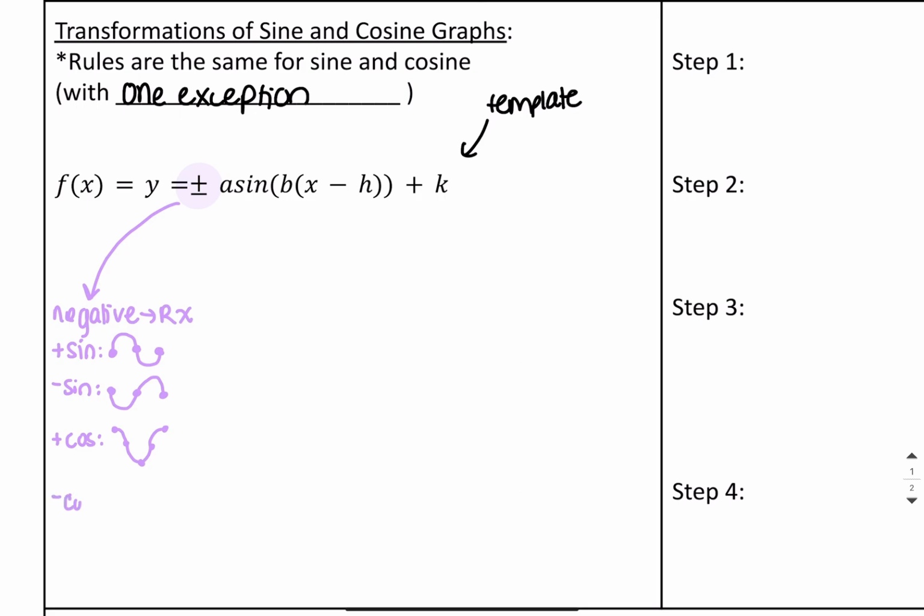So for negative cosine, what's going to happen is it's going to start at the minimum, go to the middle, then to the maximum, then to the middle, then down. So it's going to be just an upside down version of this. And that's important to keep in mind: those are the pieces that are going to start the graph. And those things are just going to be repeated over and over.